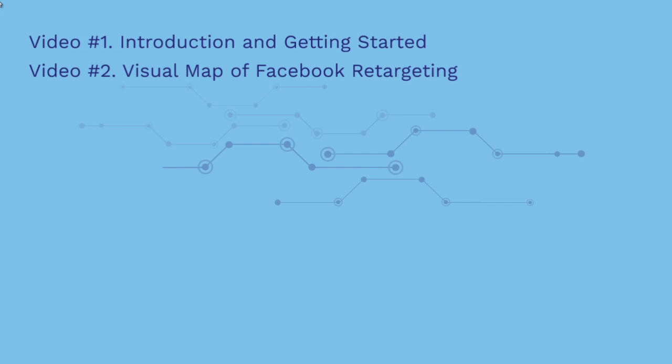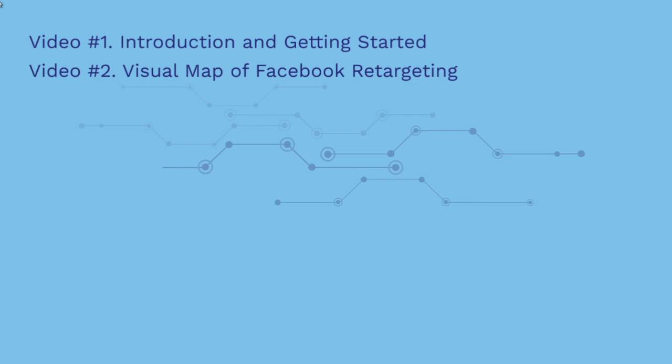Video number 2 is going to be a visual map of Facebook retargeting. What that includes is I'm going to show you how Facebook retargeting works. A lot of times people jump straight into showing you how to set things up, but unless you really understand how everything fits together, what connects to what, it's really going to become confusing. Because if you set things up like an email opt-in retargeting campaign, a blog post campaign, or a purchase retargeting campaign, every one of those is different.